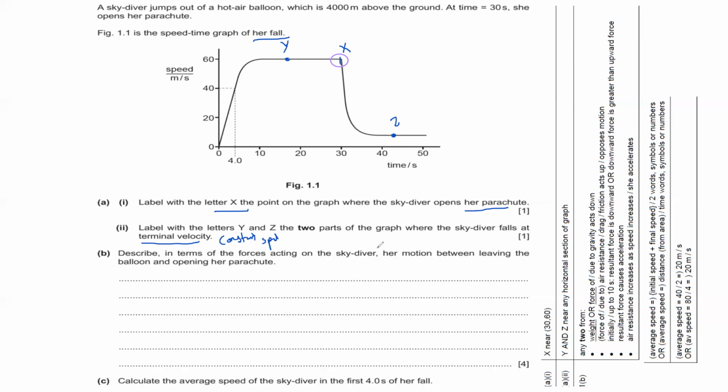Yeah, but when they say label with letter, you don't have to circle, you just have to write the letter for that. So you mark a point and you label that. Then describe in terms of forces acting on the skydiver between the leaving of the balloon and opening the parachute. So we have to explain this part.